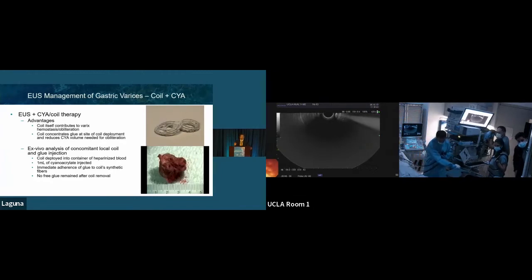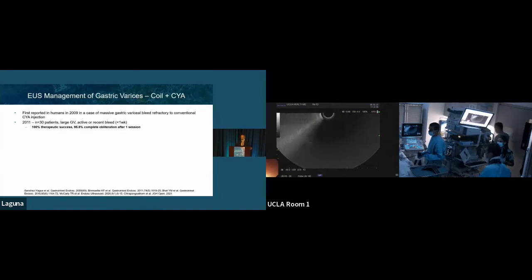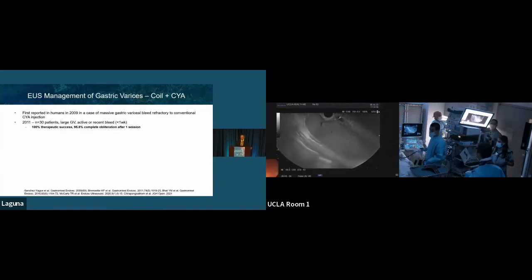It can limit the amount of cyanoacrylate we have to put into the varix, and thereby hopefully reduce the rate of complications associated with that. So coil injection and cyanoacrylate injection in combination has been around for now over a decade. It was first reported in 2009 in a case of a patient who had massive bleeding that was refractory to cyanoacrylate, and they injected a coil successfully.